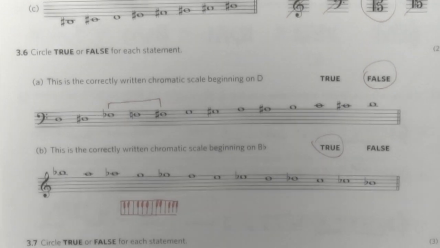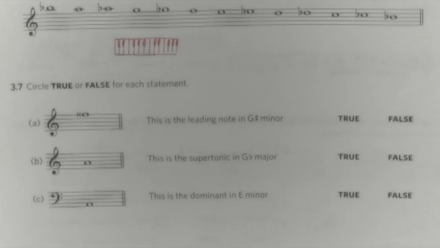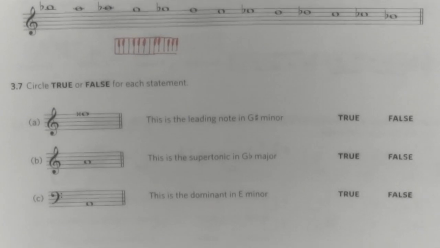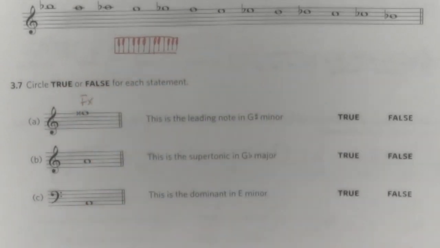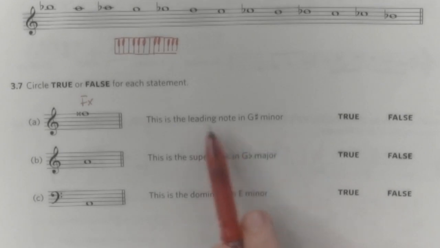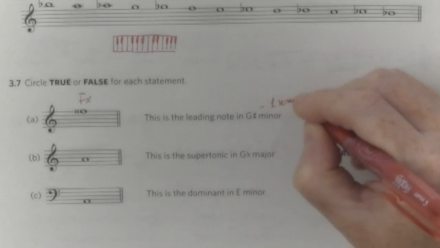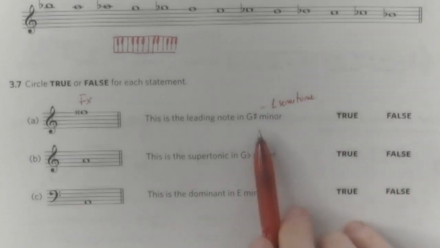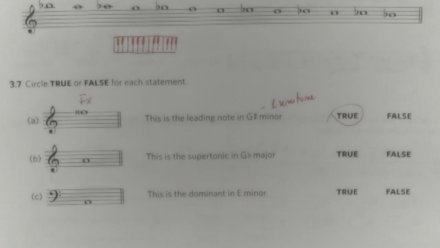Question 7. In this question, we need to circle, again, true or false for each of the statements. F double sharp is the leading note of G sharp minor. Yes, because the leading note is minus 1 semitone, and 1 semitone down from G sharp is F double sharp. So yes.